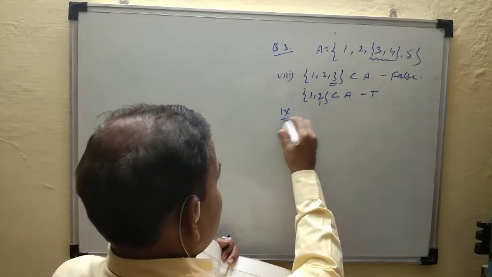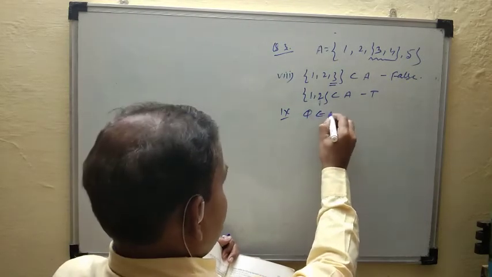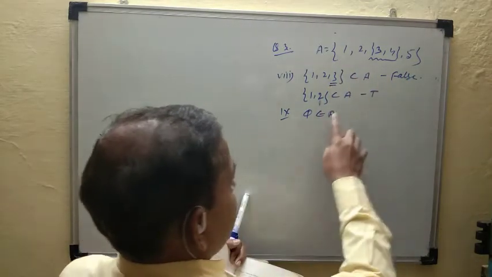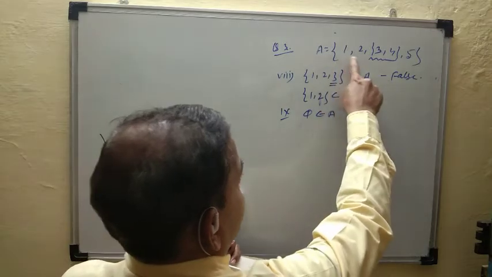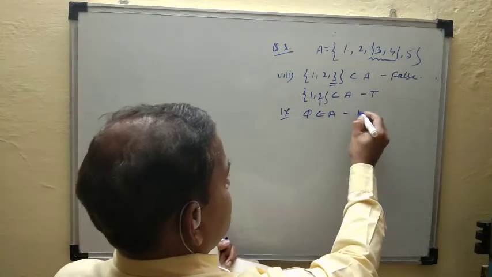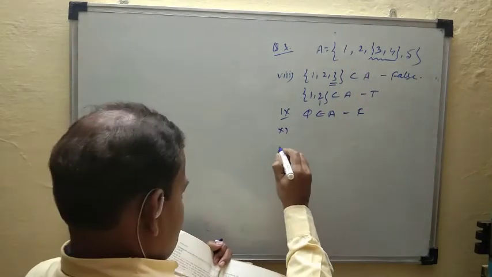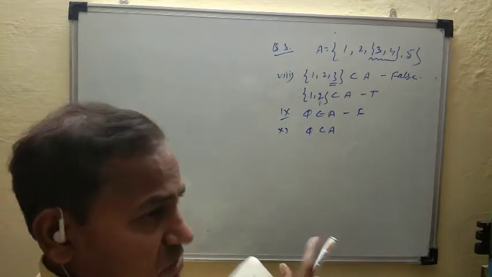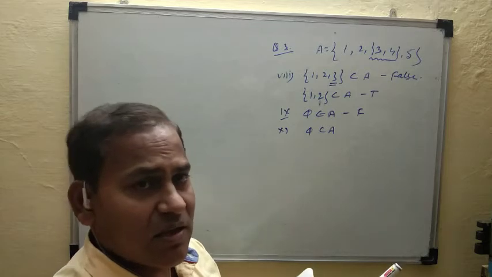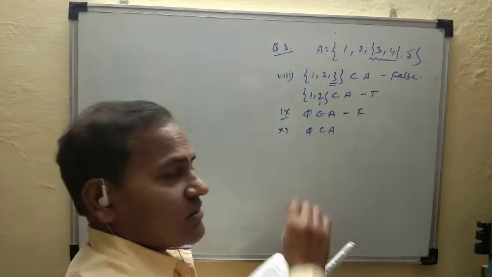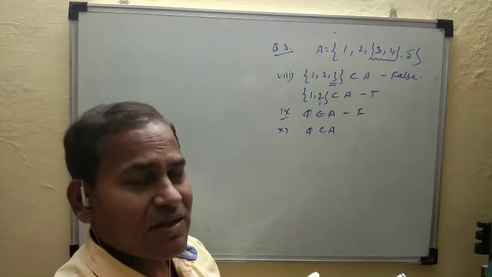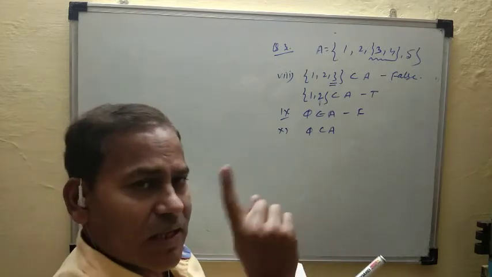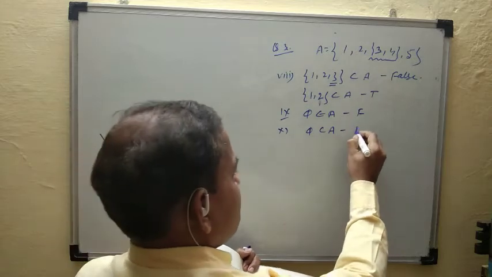9th: 5 belongs to set A. Check that A having any element 5. A set having any element phi? No. So this is a false statement. And 10th, phi is subset of A. Previous classes already discussed: null set, phi means null set, and null set is the subset of any set. So phi is the subset of set A. So this is a true statement.